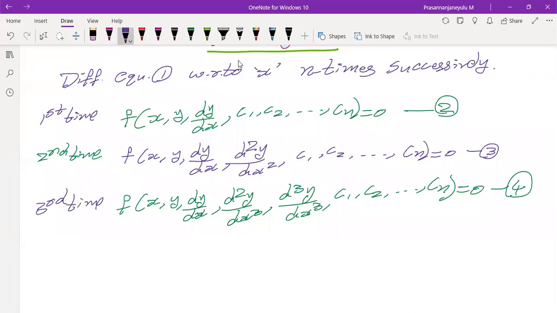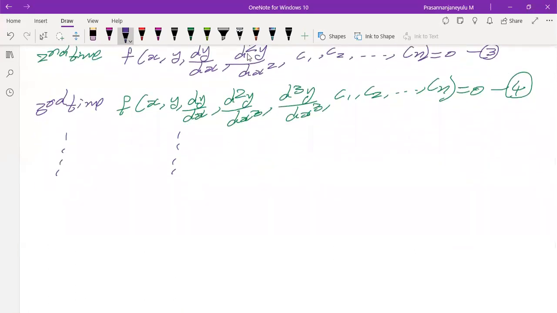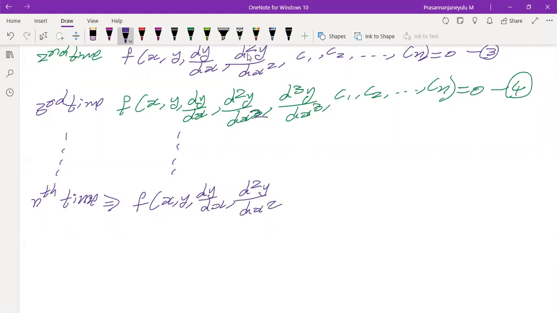If we continue like this, how many times do we have to do differentiation? N times. When we do the nth differentiation, what we get is f as a function of x, y, dy by dx, d square y by dx square, d cube y by dx cube, and so on. The nth derivative of y with respect to x also will exist, comma c1, c2, and so on, cn. This is what we get.